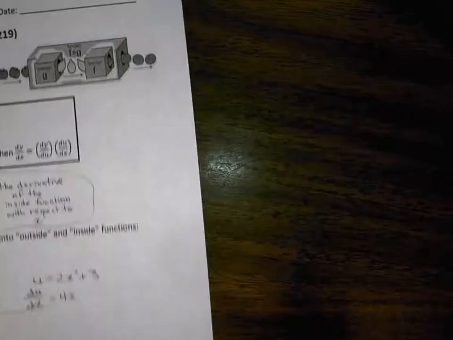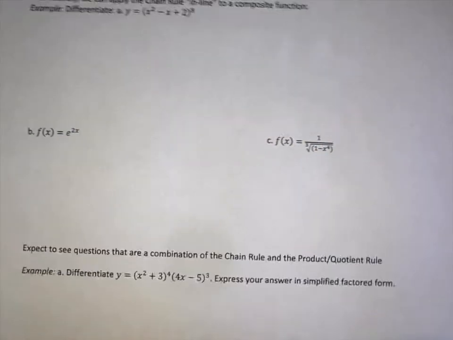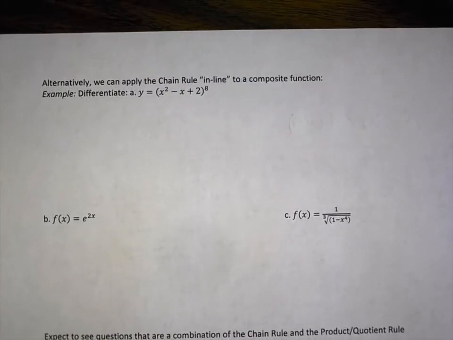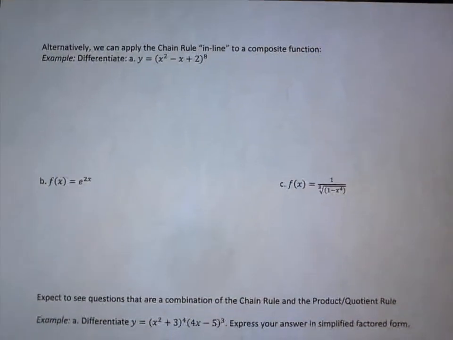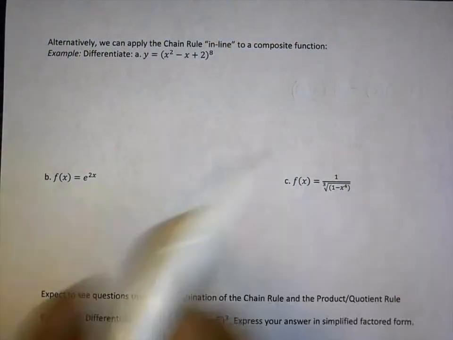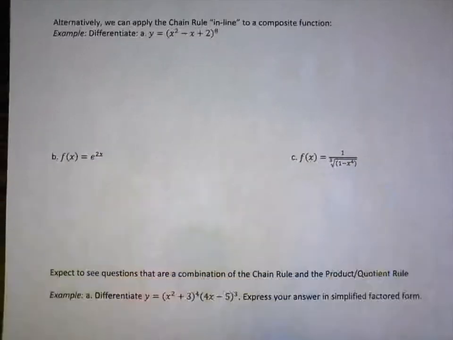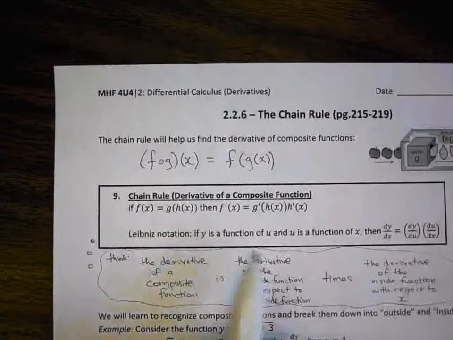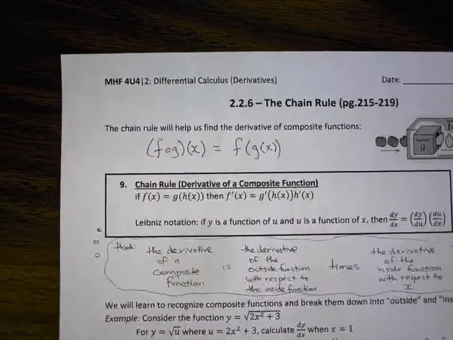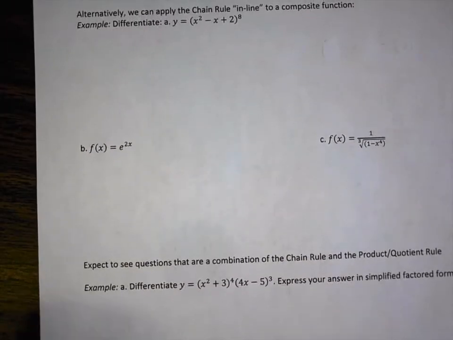Okay, let's turn the page. Alternatively, the other way that we can look at the chain rule is to do it in line, and this is the alternate method of doing it, where we use the more standard way that's been written. But I'll show you the technique.